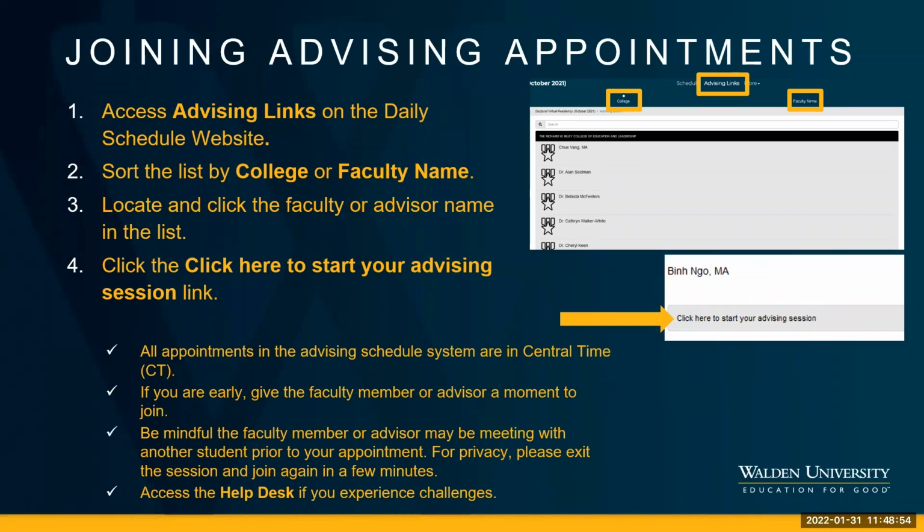To join your advising appointments, you will access the Advising Links tab on the Daily Schedule website. You can locate that by looking at the top toolbar and clicking on Advising Links. The list is sorted by college or faculty name. You will locate the faculty or advisor's name from this list, and then you'll click on the link that says, click here to start your advising session.